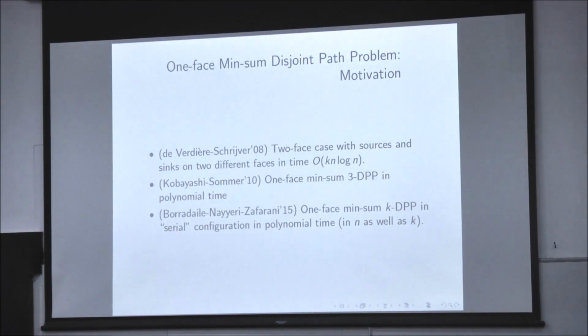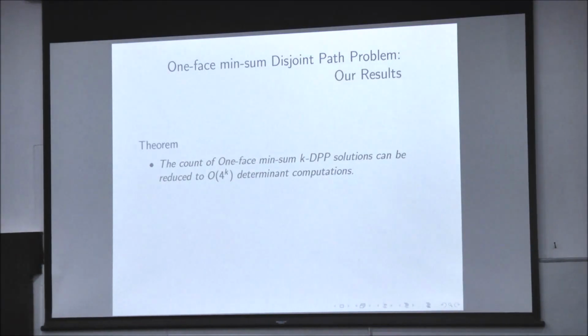Special cases, on the other hand, are somewhat more tractable. For example, the serial configuration, which I'll come to later, is solvable in time polynomial in n as well as k, and this is by a very recent paper. So, coming to our results, what we show is that the counting problem for one phase min sum k disjoint paths can be reduced to some constantly many determinants, which is exponential in k, but still a constant if k is a constant.